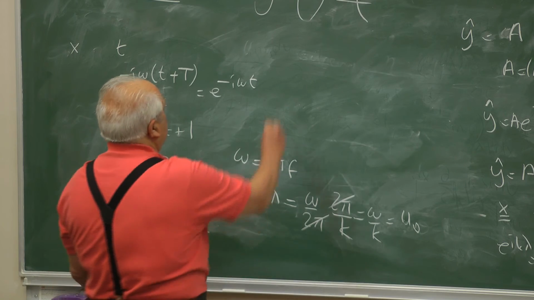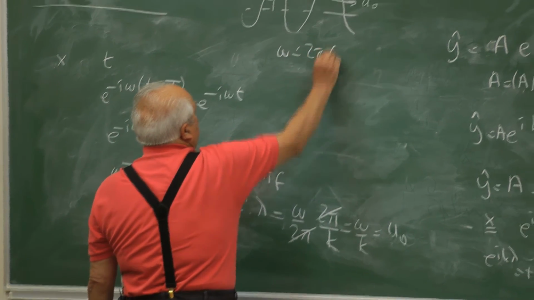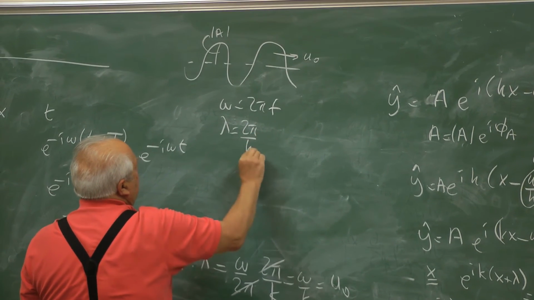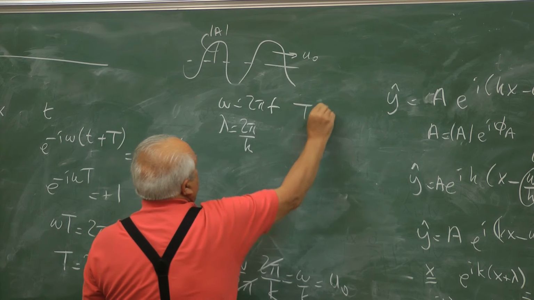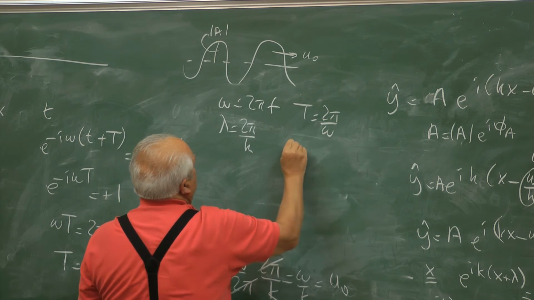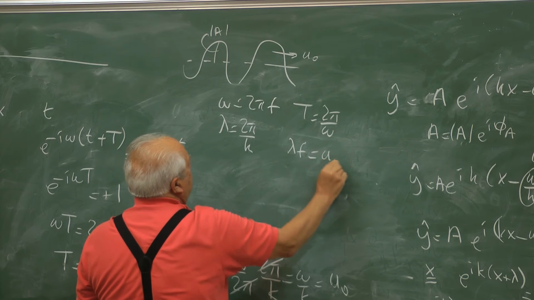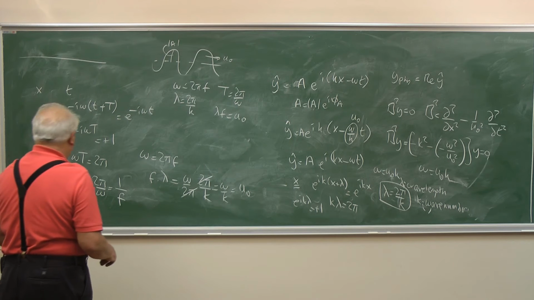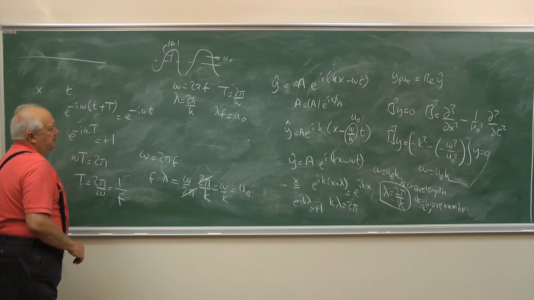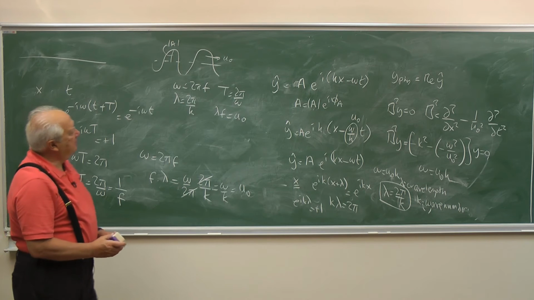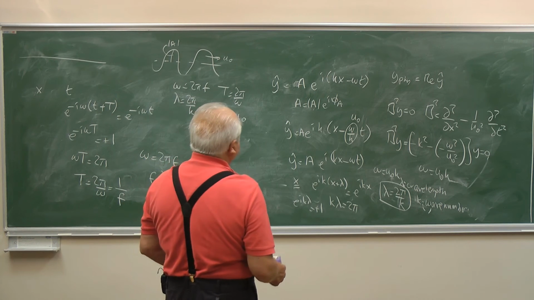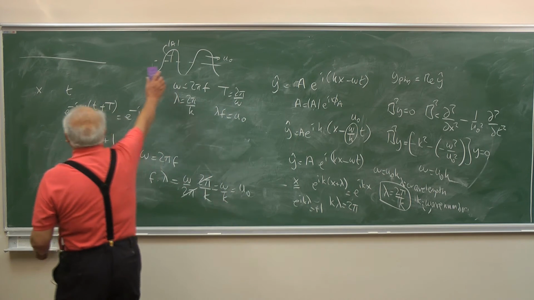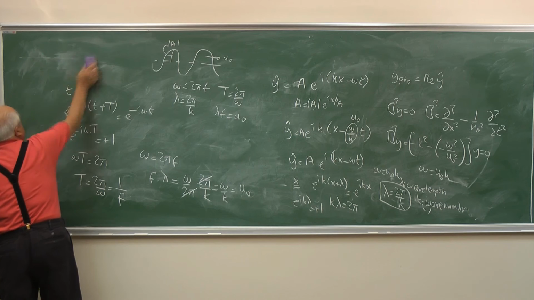So let's just write omega is equal to 2 pi f. Lambda is equal to 2 pi over k. T is equal to 2 pi over omega. And lambda times f is equal to u0. That's what I will say about the sinusoidal wave on an infinite string. Okay. I'm erasing these.